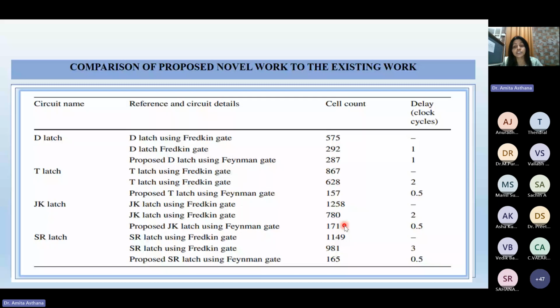Similarly, in case of SR latch, the SR latch using the same Fredkin gate is using 1149 number of cells, whereas SR latch using Fredkin gate is using 981. But if we design the same SR latch using Feynman gate, we are reducing the cell count from 1149 and 981 to 165, and obviously we can see the clock cycles can also be reduced from 3 to 0.5.